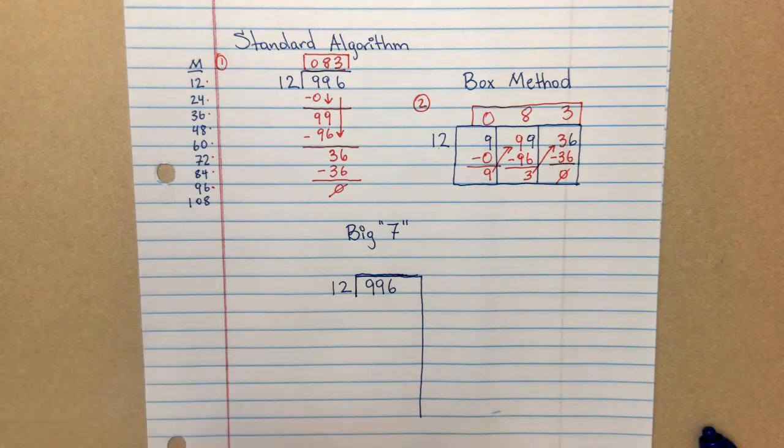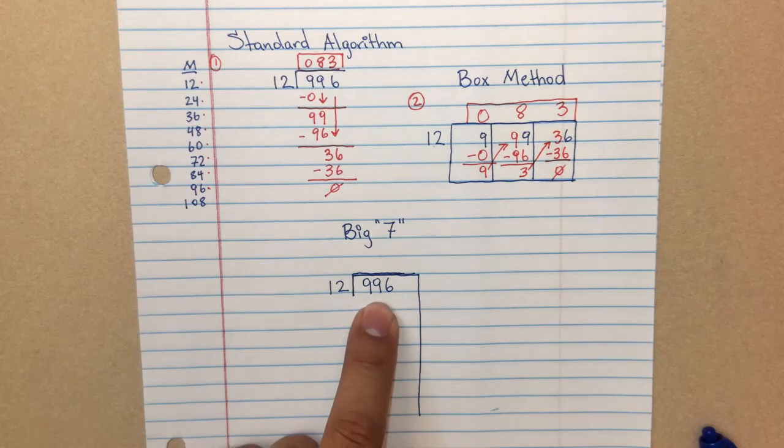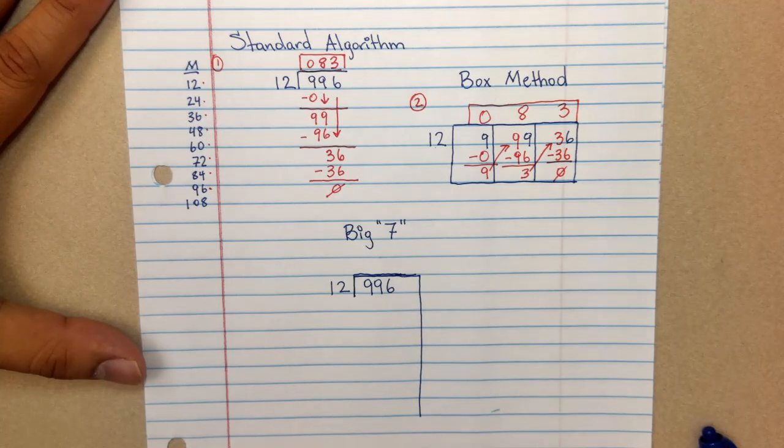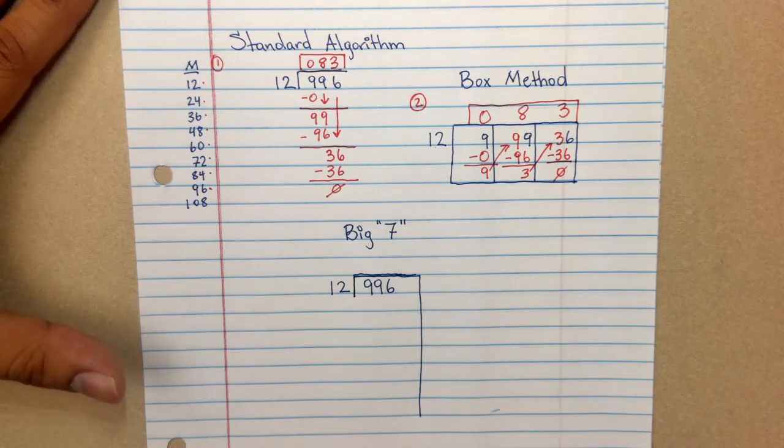Now, the strategy to this Big 7 is you're taking big chunks. You're kind of biting off big chunks out of the dividend. Okay? Now I have to ask myself to take big chunks, and by taking big chunks, I always think of numbers like 5 or 10 or 20 or 50. Those big chunks that have zeros are always helpful numbers. So I'll show you what I mean.